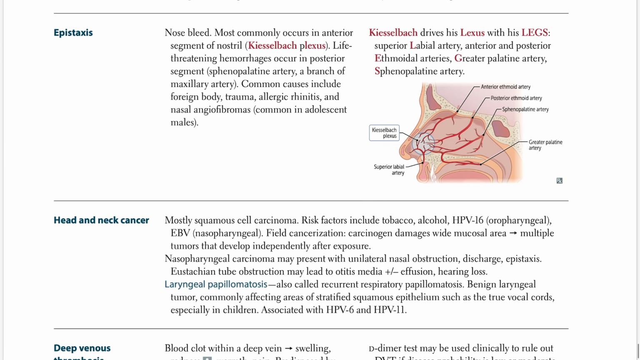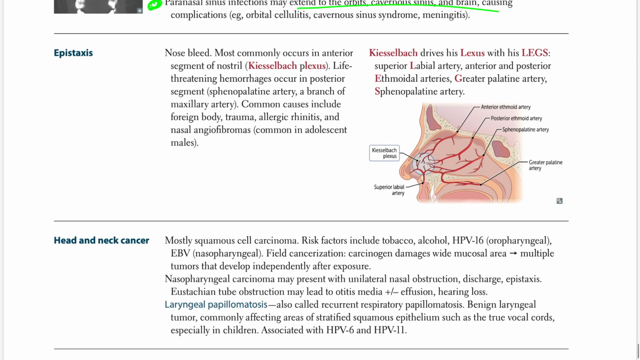Epistaxis, very high yield topic. What is epistaxis? It is a nosebleed, most commonly from the anterior segment of the nostril, which is called Kiesselbach plexus, high yield. What is it coming from? Kiesselbach plexus. What else do we have? Life-threatening hemorrhages occur in the posterior segment, which is the sphenopalatine.